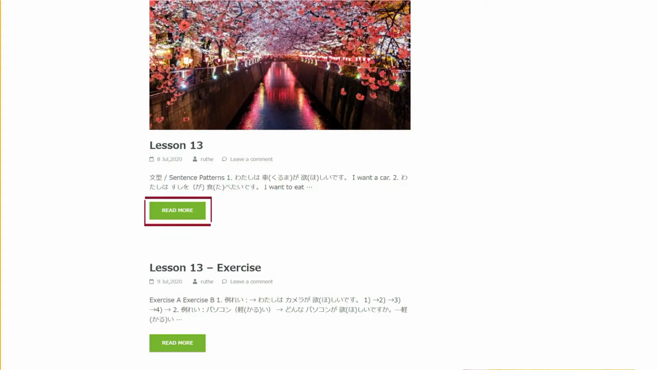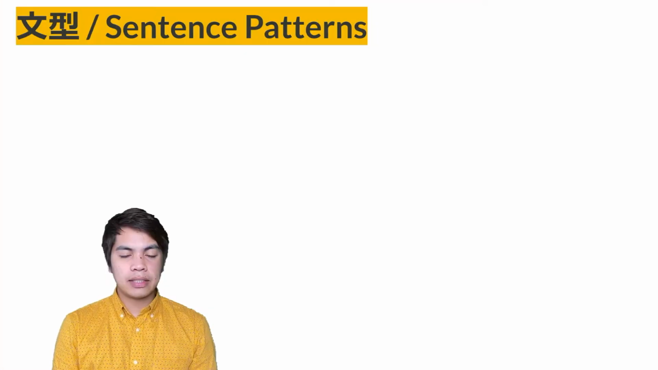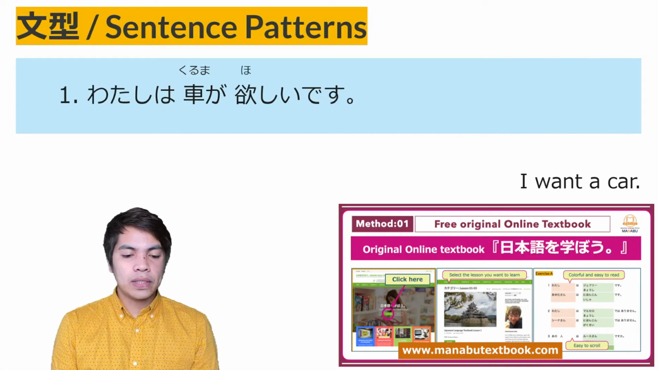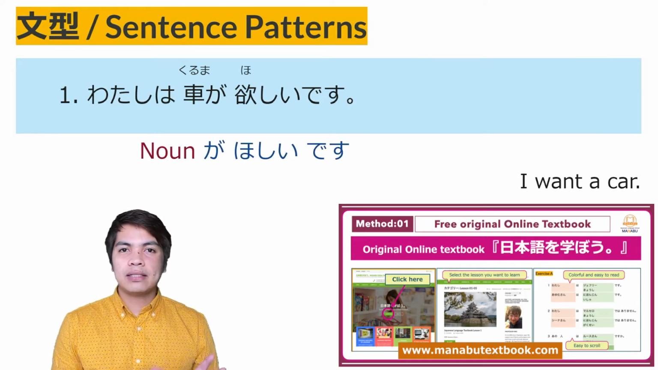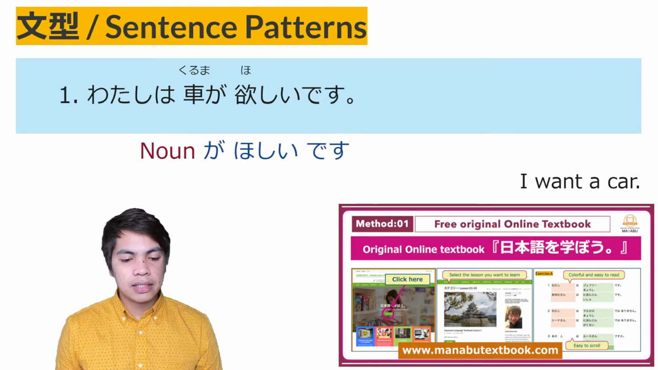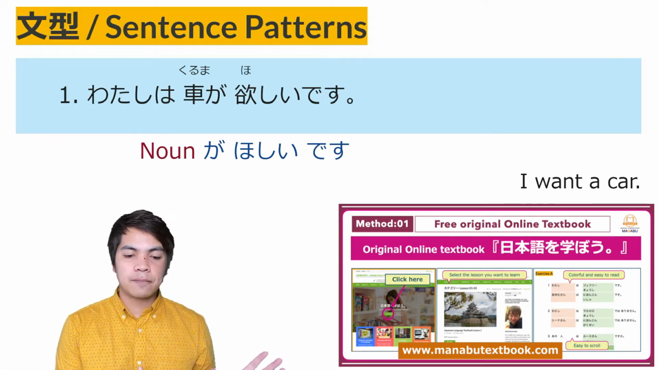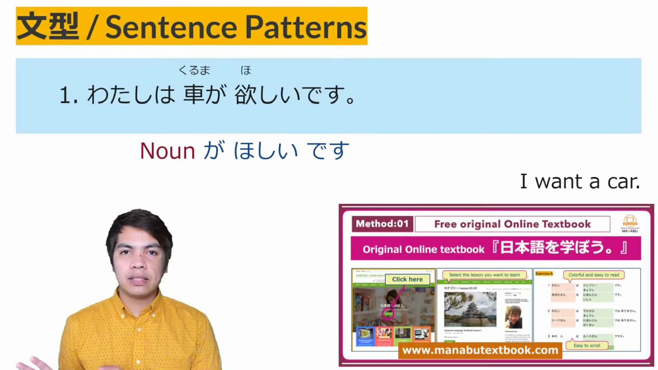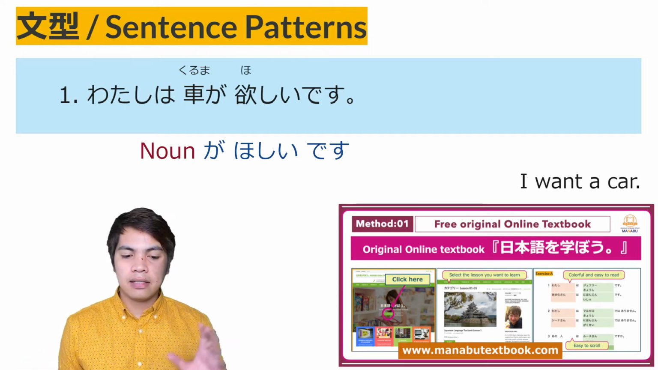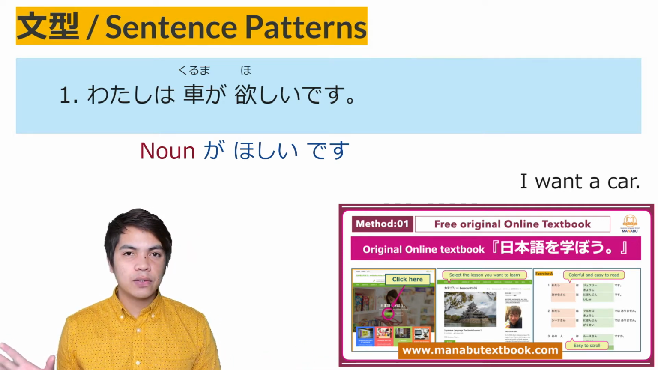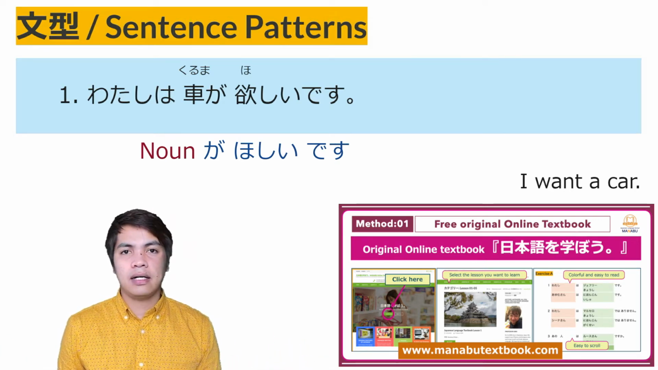On Lesson 13 of our online textbook, sentence pattern number 1: Watashi wa kuruma ga hoshii desu. This sentence pattern is used to say that you want something. The object that you want is marked with the particle ga, then the adjective hoshii desu. Kuruma ga hoshii desu, I want a car.